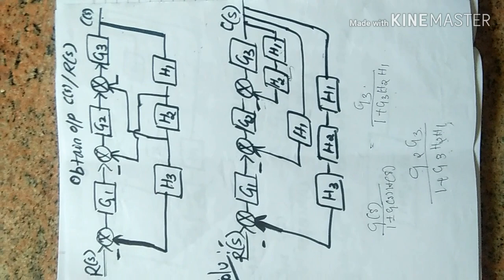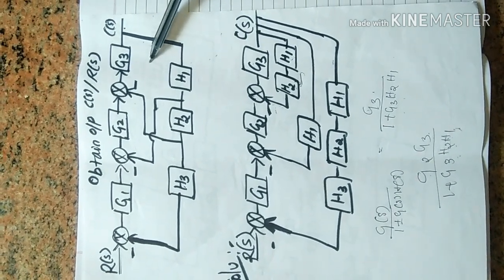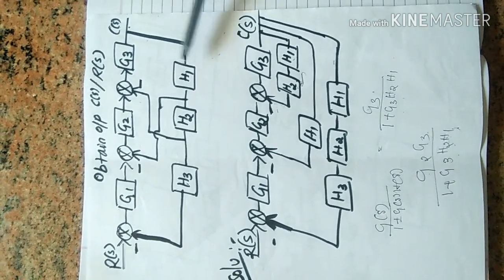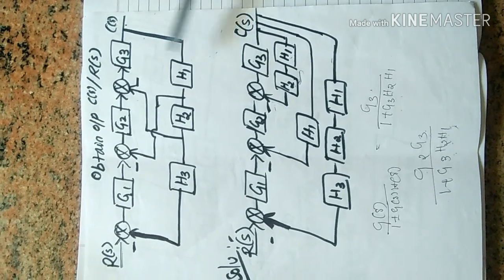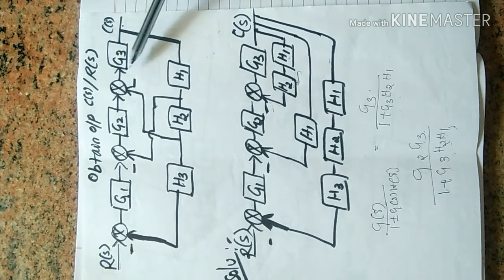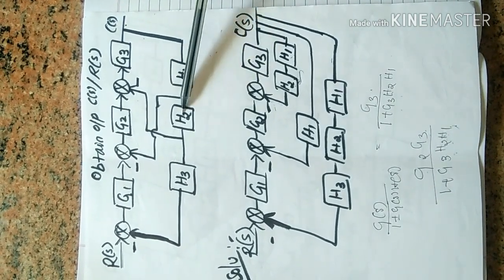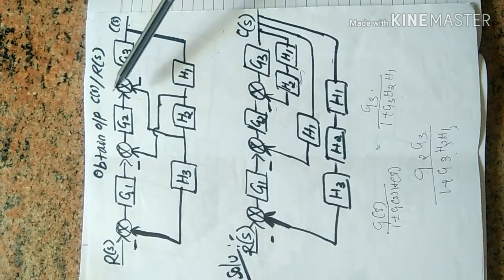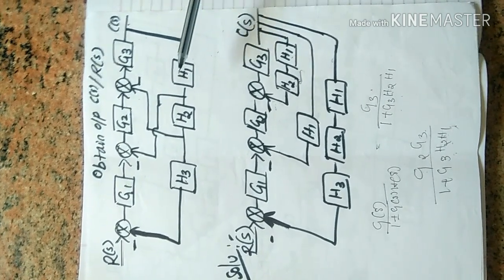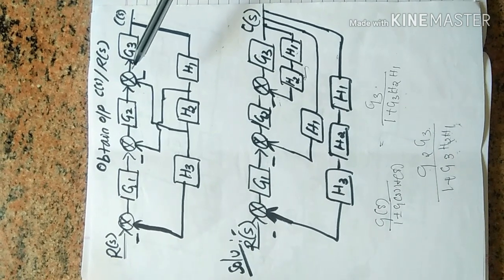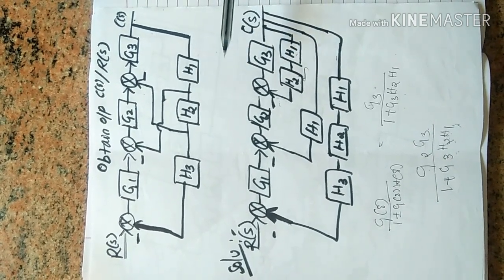Now let us look into the problem. As you can see in this problem, there are 3 gain blocks and 3 feedback blocks. Here, as you can see, the G3 block is connected to both H2 and H1, and the G2 block is only connected to H1, and the G1 block is connected to all the 3 blocks H3, H2, H1.